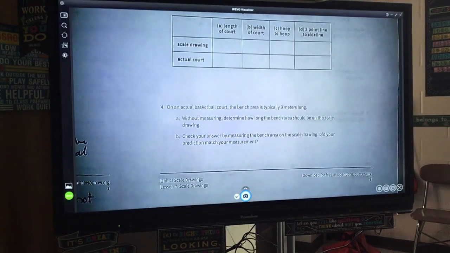Table, it does not bother me. What I need you to do at this point is get with your partner and then send one of you to come get your paper and your ruler.